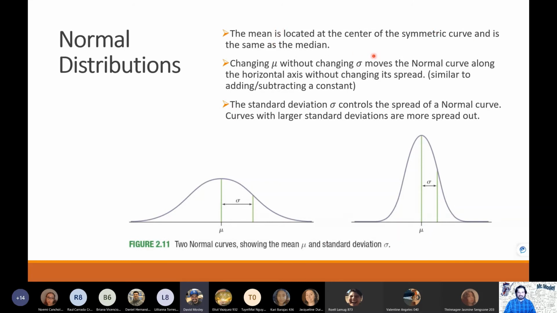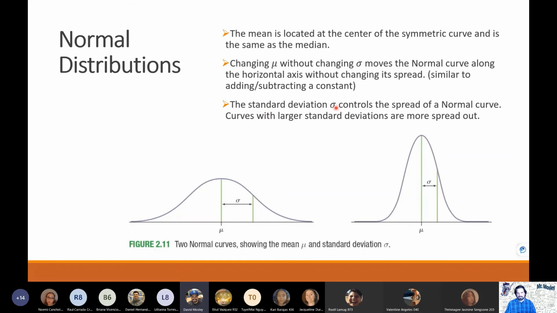The mean is located at the center of the symmetric curve and is the same as the median. So our mean and median are both right here at mu for both. Changing mu, the mean, without changing sigma, the standard deviation, moves the normal curve along the horizontal axis without changing its spread. This is the same as what we talked about with adding or subtracting a constant on Tuesday's lesson. It's just going to shift the location of everything, but the shape and spread will stay the same. Those measures of spread will stay the same.